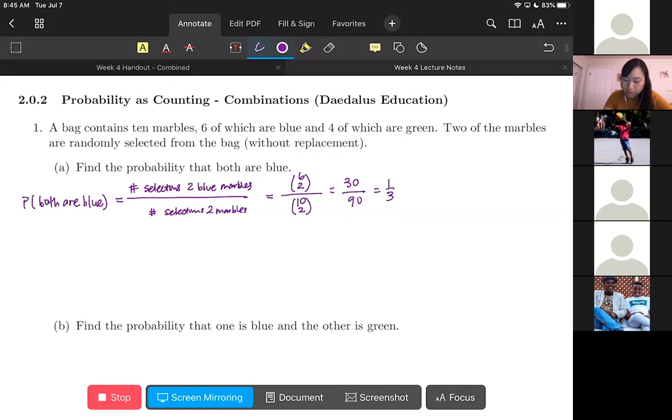Another way you can think about it is, here we're saying the order doesn't matter, I'm just picking 2 marbles. You can also think about it as, let's say the order matters. We have 1 marble, we'll call it marble A, that's the first marble we pick. Excuse me, wouldn't the previous one be 30 out of 45 rather than 90?